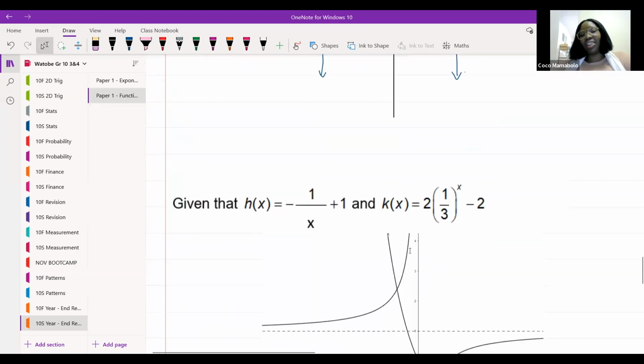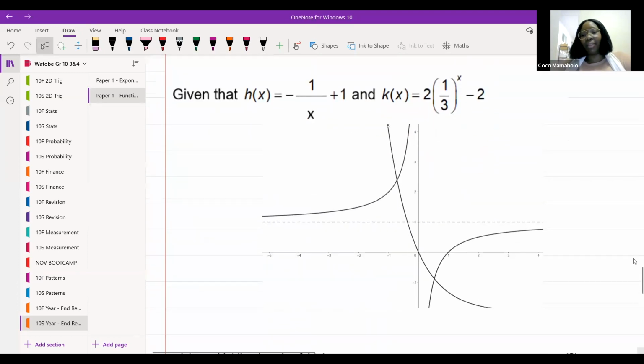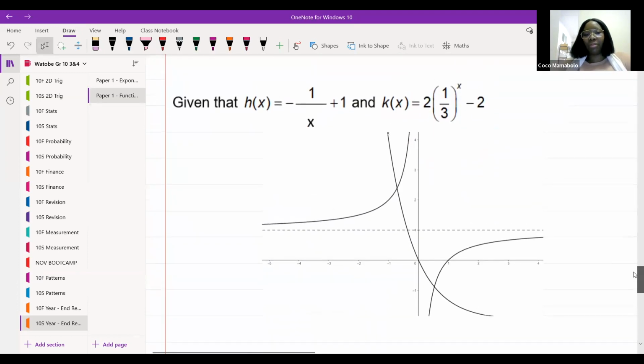All right, here's our last challenge for the evening. We are given that h of x is equal to minus 1 over x plus 1, and k of x is equal to 2 multiplied by 1 over 3 to the power of x, minus 2. Let's talk. What kind of graph is h of x?